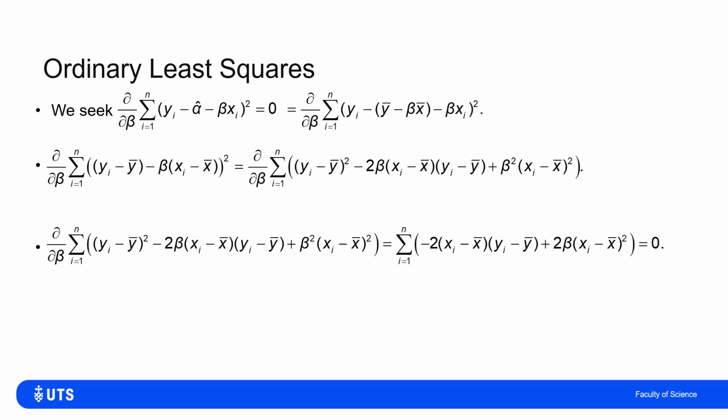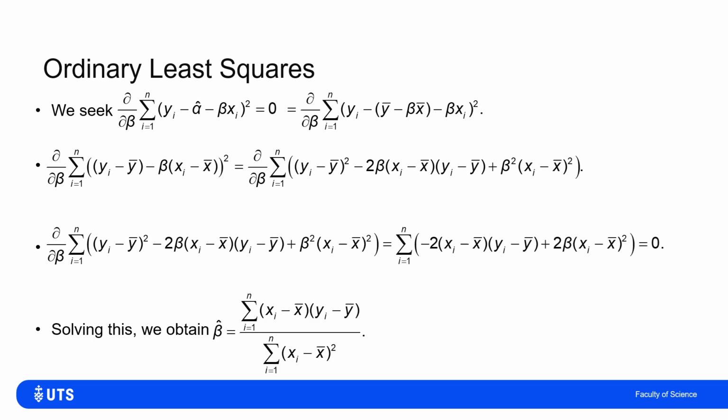So if I then differentiate this, well, my first term doesn't depend on beta at all, so it vanishes. My middle term is just minus 2 beta lots of it, so I'll get minus 2 lots of it. And then the back term, the beta squared lots of xi minus x bar squared, will just give me 2 beta times the sum of xi minus x bar squared. And setting that to 0, I can then rearrange it to get that the beta value that would come out of this would be my estimate, beta hat, being the sum of xi minus x bar times yi minus y bar divided by the sum of xi minus x bar squared.